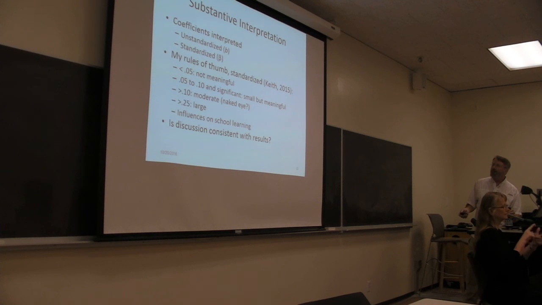And then, as you read, you also want to make sure they made a substantive interpretation. I've got some rules of thumb that I use for whether standardized paths are small, medium, or large. A lot of this research that gets done with structural equation models will use sample sizes of 3,000, or often 20,000, in which case most of the paths are going to be significant. And so sometimes you need some rules of thumb for what's small, medium, and large.